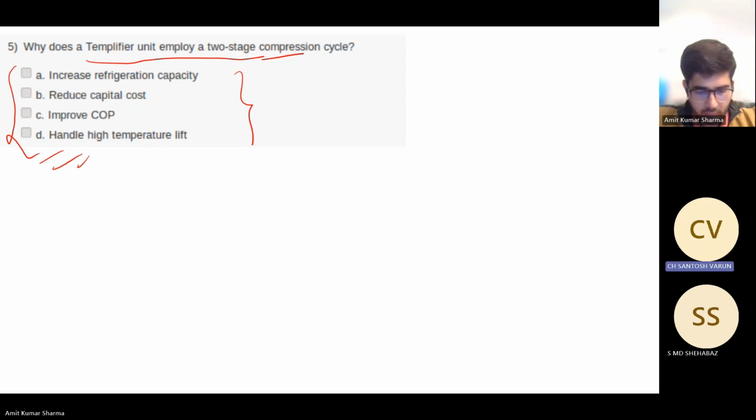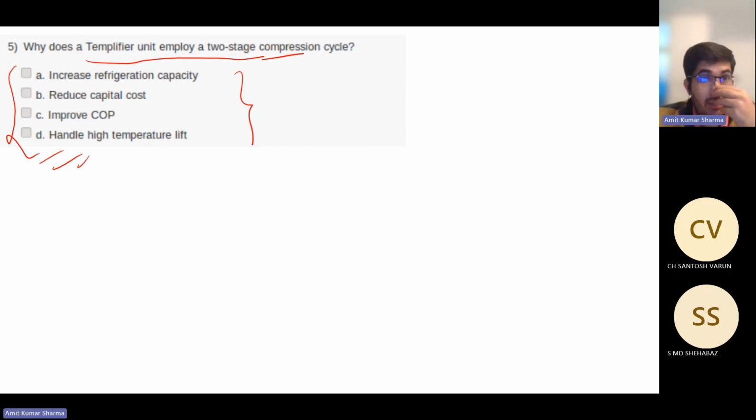So if I go with option A, first of all, increase refrigeration capacity. If you're doing two-stage compression, the refrigeration capacity of the evaporator automatically increases if you just draw the curve. And second thing, reduce the capital cost. Why? Because if you compress to such a high temperature lift, the compressor work will be more if you are doing it without any intercooling in between.